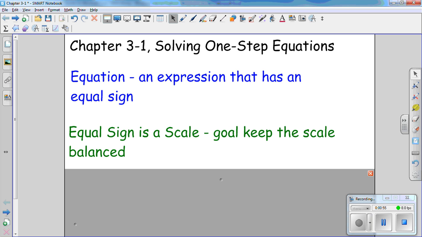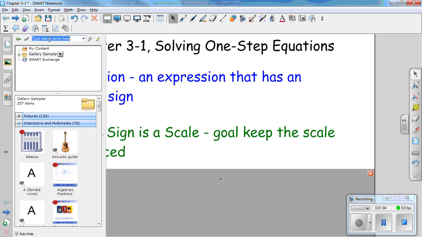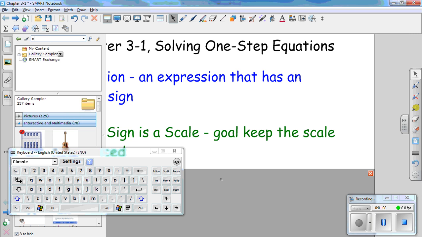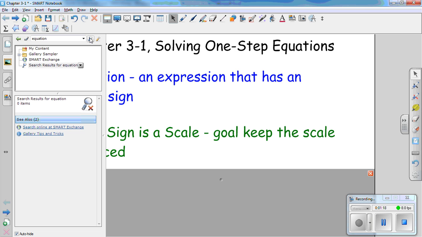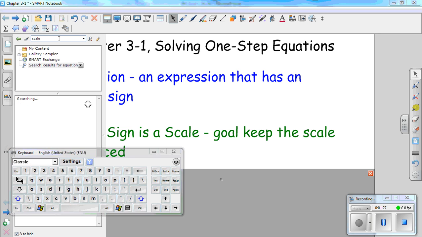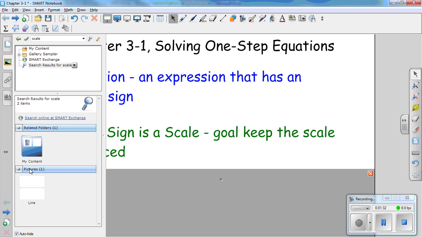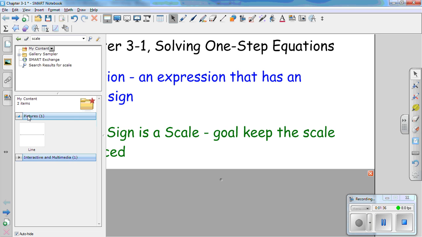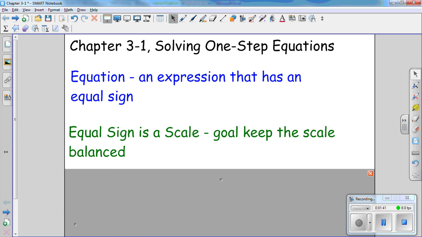Now, when you talk about equations, you need to think of the equal sign like a scale. I do not have a scale, but think of the equal sign like a scale. What do you think of when you think of a scale? A balance. Yeah, balance. I think of two little plates that hang, and if they're equal, it's going to be right in the middle. You guys know what I'm talking about?